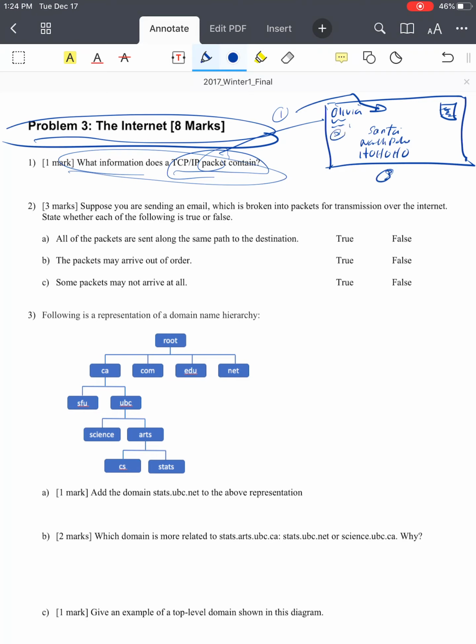1, 2, 3. So 1 is information or data. 2 would be the sender address. And 3 would be the receiving address. So for me, that's how I would answer it. I would just recall, well, packet, what does a packet contain? And then visualize a letter. And that's how I would easily be able to study, memorize, and answer this question.